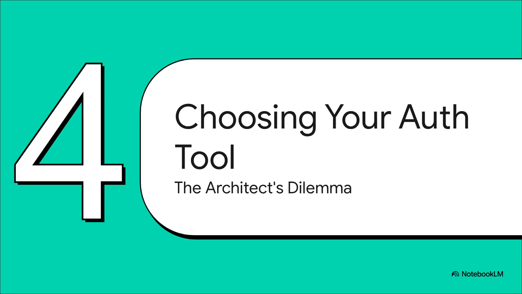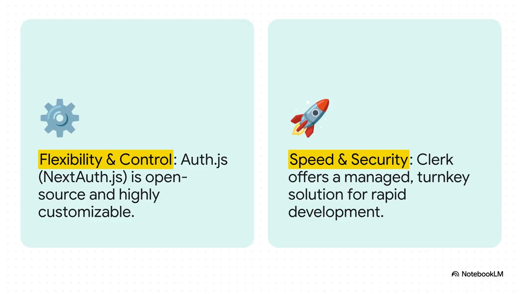So with this dual-layer model in our minds, how do we actually build it? Well, that brings us to the tools of the trade. And in the Next.js world, your choice often comes down to a really key strategic decision. In the Next.js ecosystem, the decision usually boils down to these 2 giants, Auth.js, which you might know as NextAuth.js, and Clerk. And your choice here really represents a fork in the road. Are you optimizing for total control and deep flexibility? Or are you optimizing for raw development speed and managed enterprise-grade security?